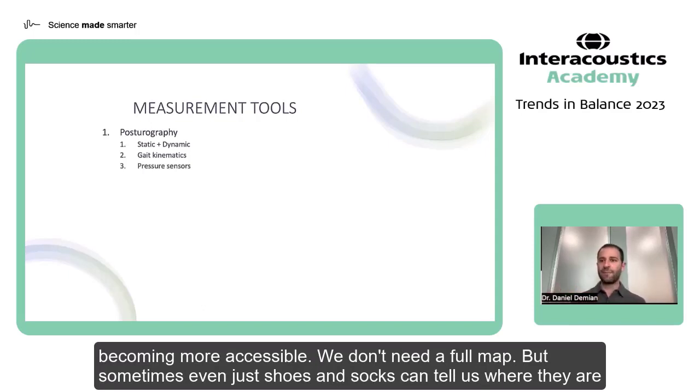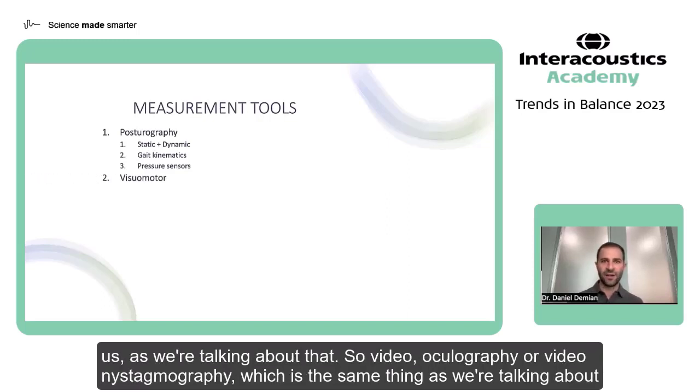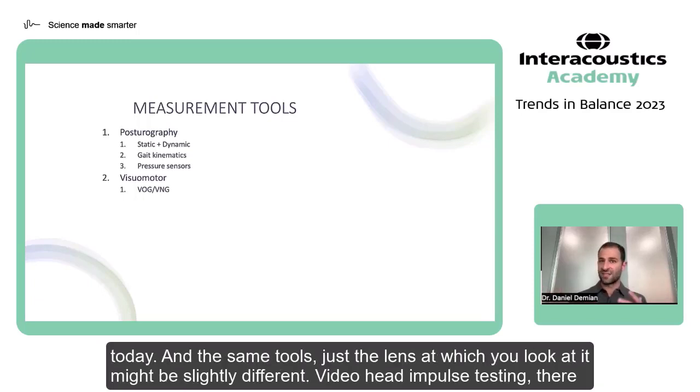We don't need a full mat, but sometimes even just shoes and socks can tell us where they are, or just visual observation of where are they loading and where's the pressure coming. Visual motor, which is really important for us as we're talking about that. So video oculography or video nystagmography, which is the same thing as we're talking about today, and the same tools, just the lens at which you look at it might be slightly different.